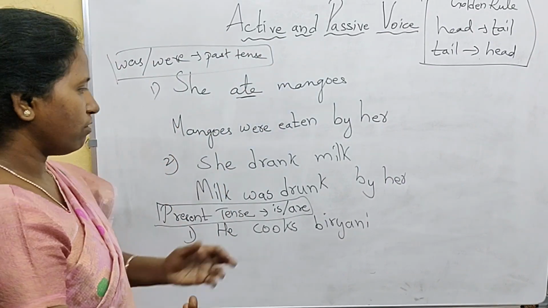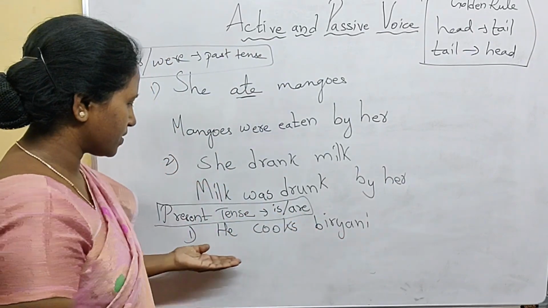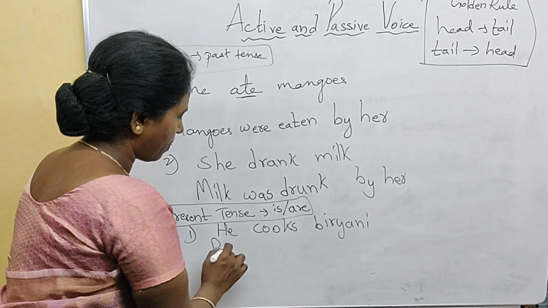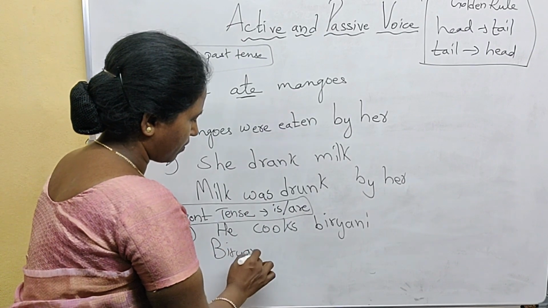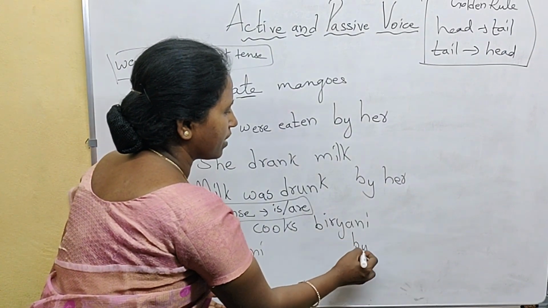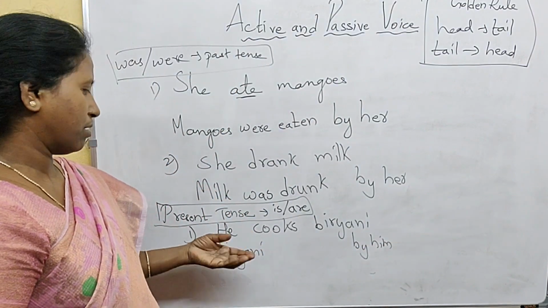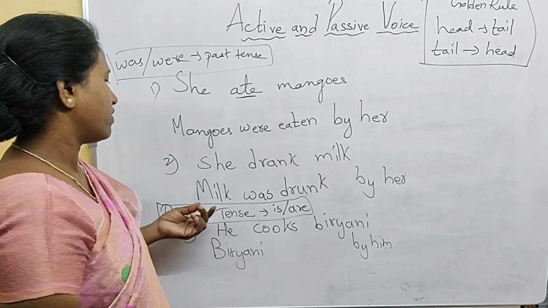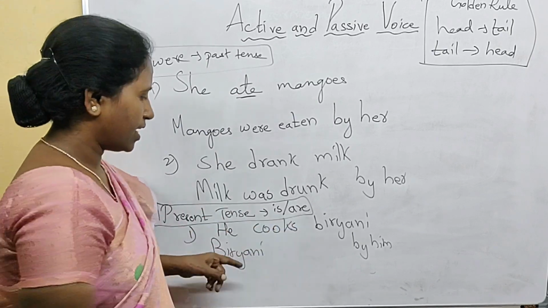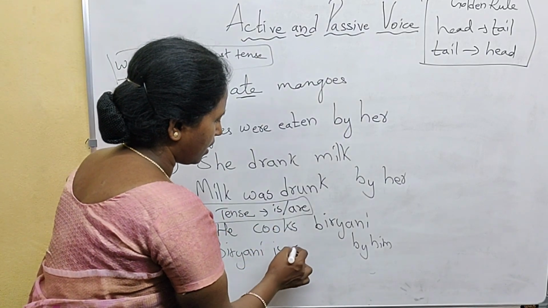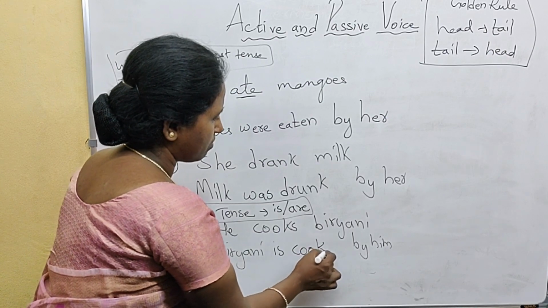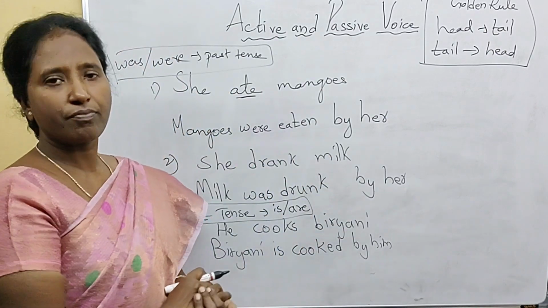Okay. So now the head becomes the tail, and the tail becomes the head. Biryani by him. Now see if it is singular or plural. Biryani is singular. So will you use is or are? Is. Biryani is cooked by him.